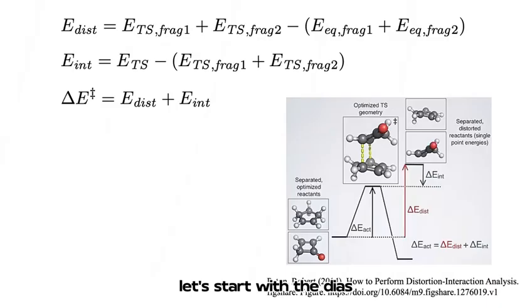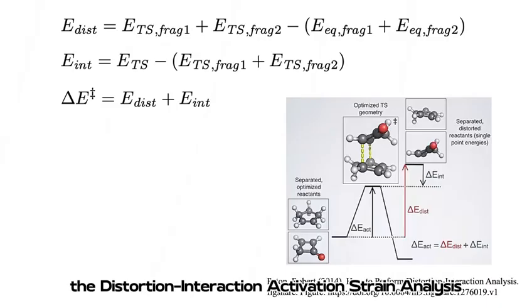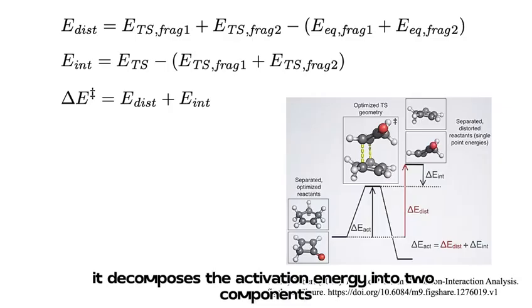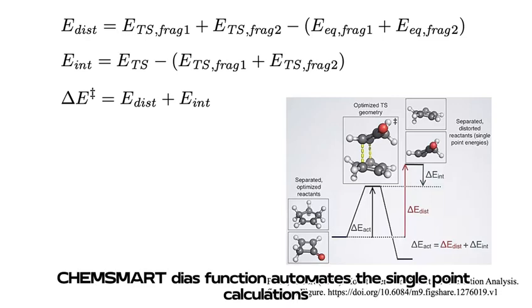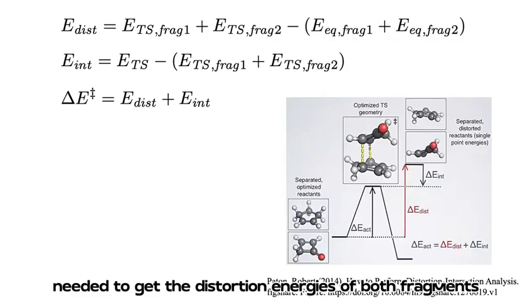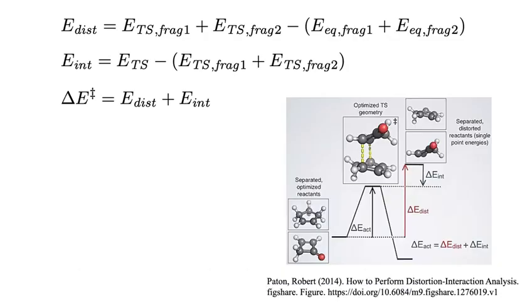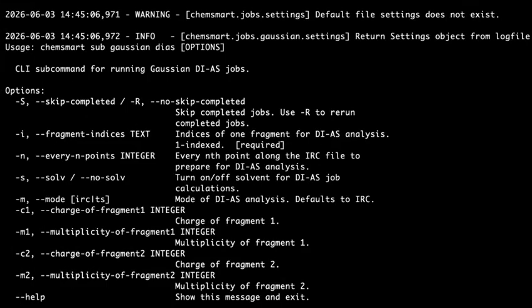Let's start with the DIAS, the distortion interaction activation strain analysis. It decomposes the activation energy into two components: the distortion energies, which is the energy cost of deforming each reactant into its TS geometry, and the interaction energy between them. CHEMSMART DIAS function automates the single point calculations needed to get the distortion energies of both fragments. Here's the help info for the DIAS.